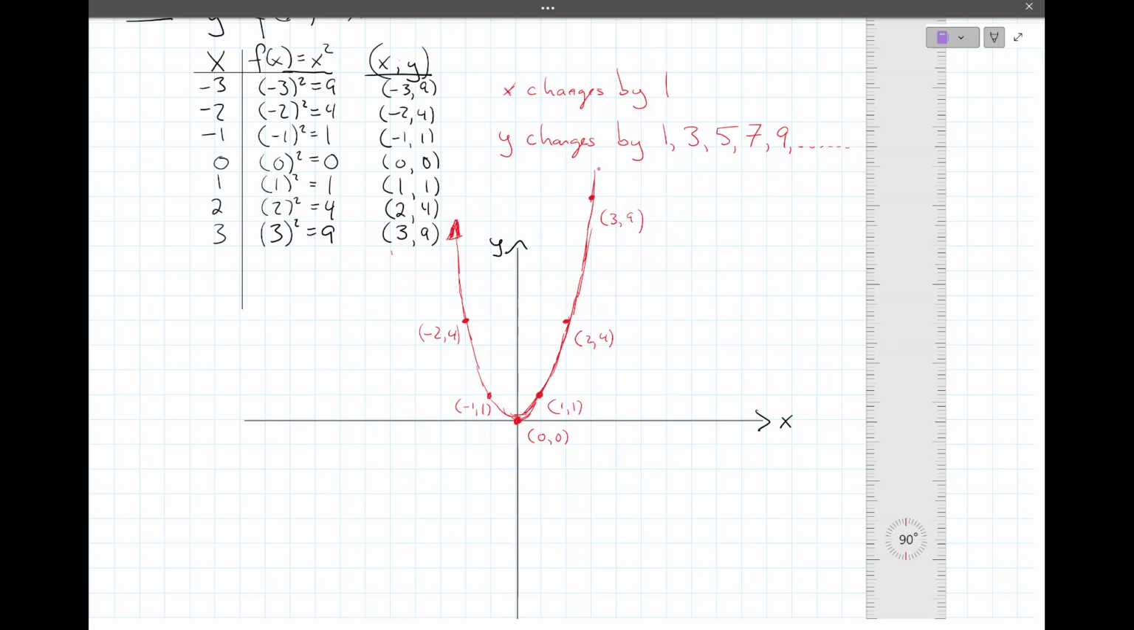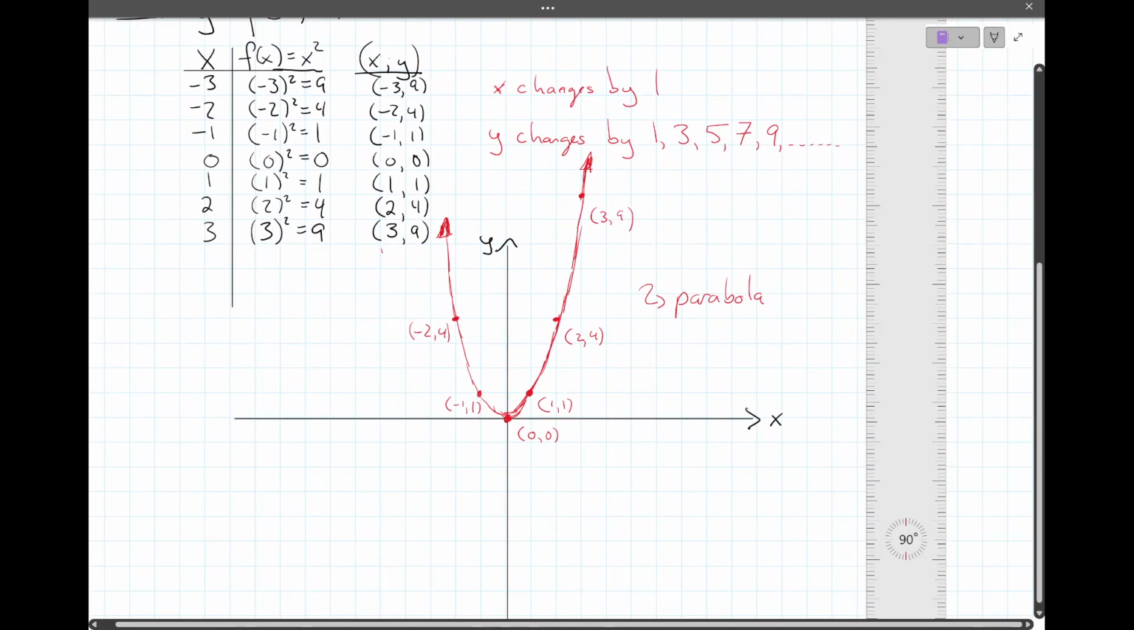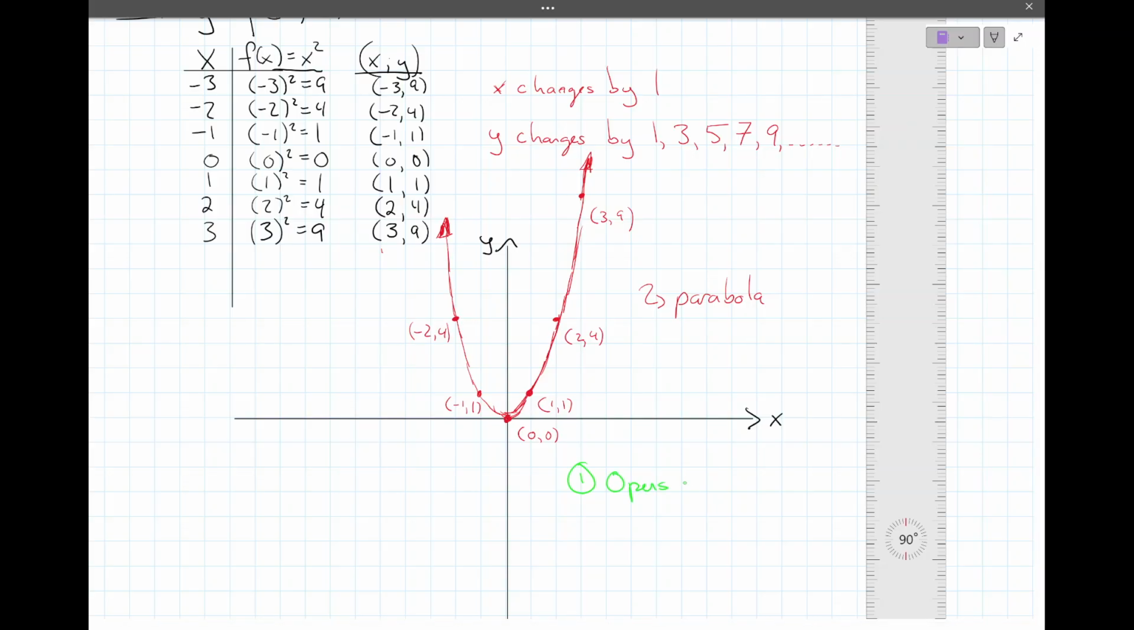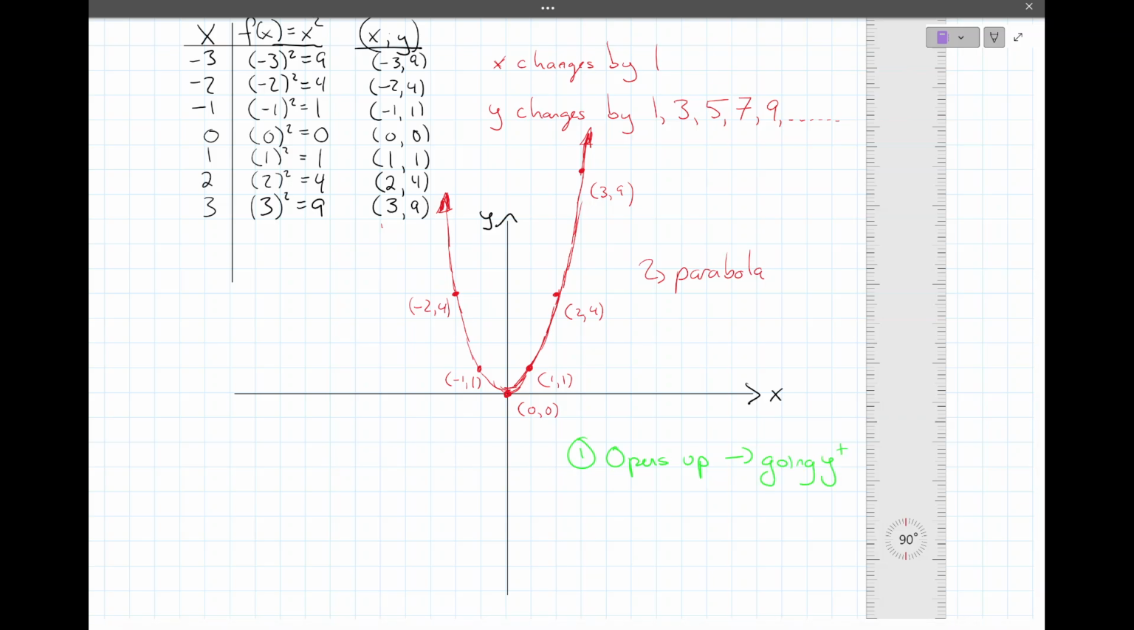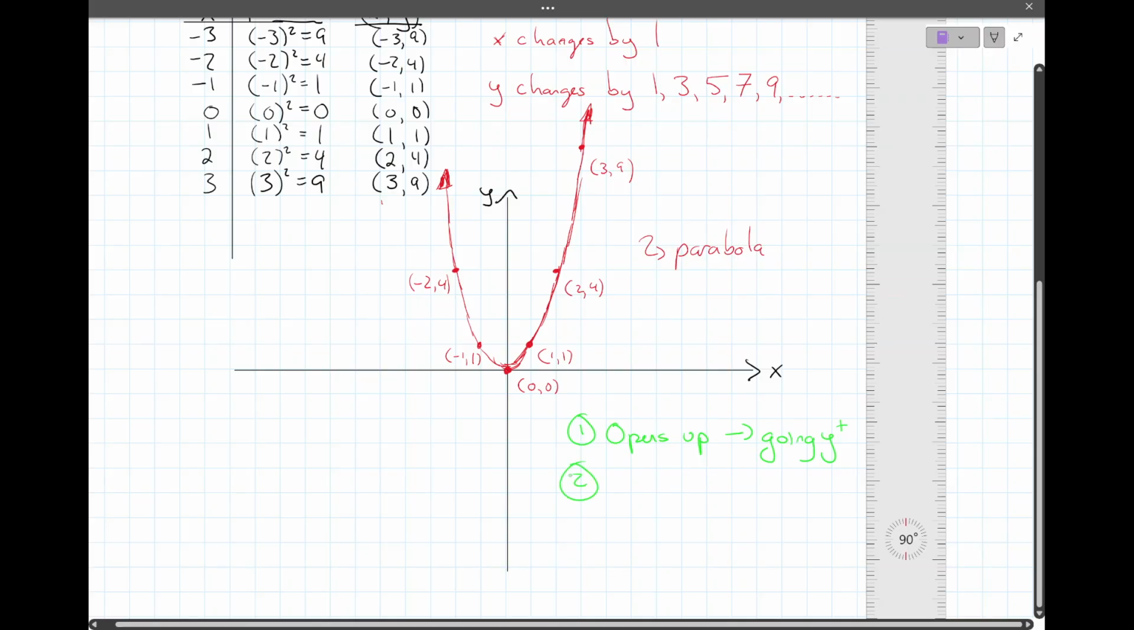We're going to use these arrows to indicate that it goes on forever. But the shape that it makes here is a parabola. A few interesting things that we want to note about this parabola. One, it opens up, opens upwards. Two, the branches point toward positive y, toward the positive y values. That's what opening up does.